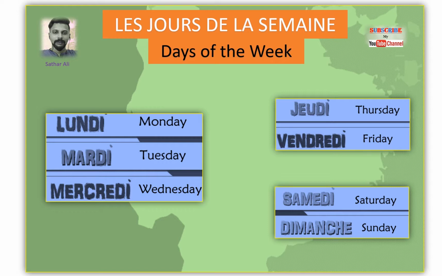In English we have 7 days, as we have in every language. Monday, Tuesday, Wednesday, Thursday, Friday, Saturday and Sunday. Note that most of the time we start with Sunday. We say in English Sunday, Monday, Tuesday, like that.